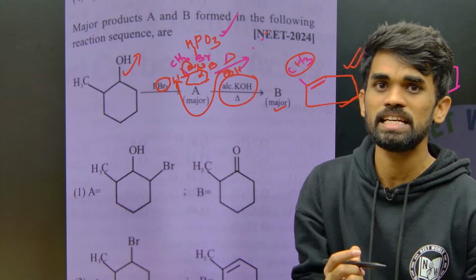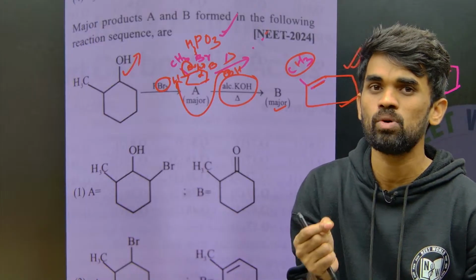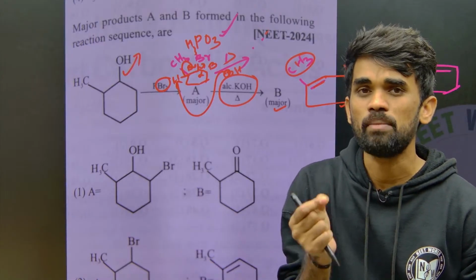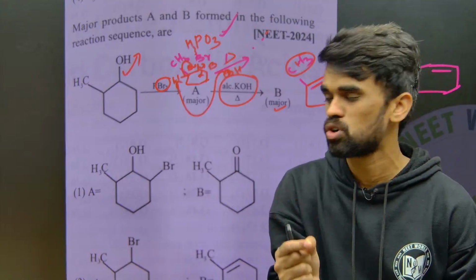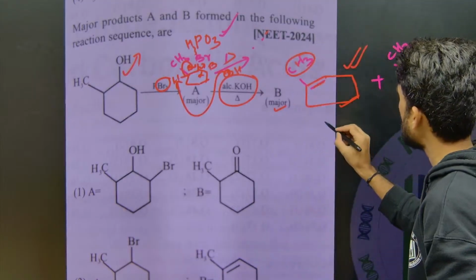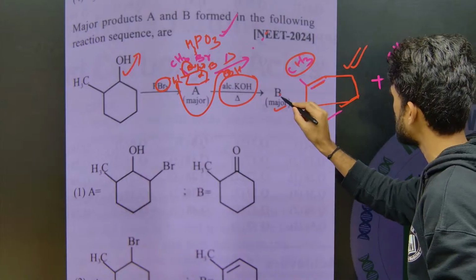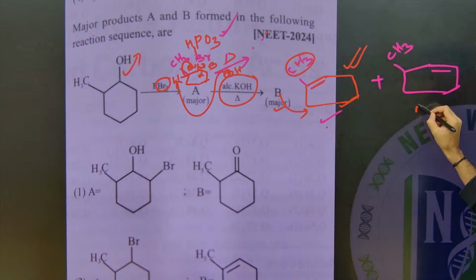So this is the reason that the internal alkene, the more substituted alkene, is formed as the major product, because it is more stable. So this alkene is major, this is our product here, and this is our minor. Why am I saying this is formed in minor amount? Because it is less substituted.